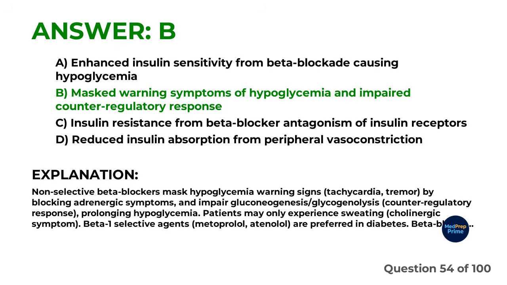Correct answer B. Non-selective beta blockers mask hypoglycemia warning signs, tachycardia and tremor, by blocking adrenergic symptoms, and impair gluconeogenesis and glycogenolysis, the counter-regulatory response, prolonging hypoglycemia. Patients may only experience sweating, a cholinergic symptom. Beta-1 selective agents, metoprolol and atenolol, are preferred in diabetes.